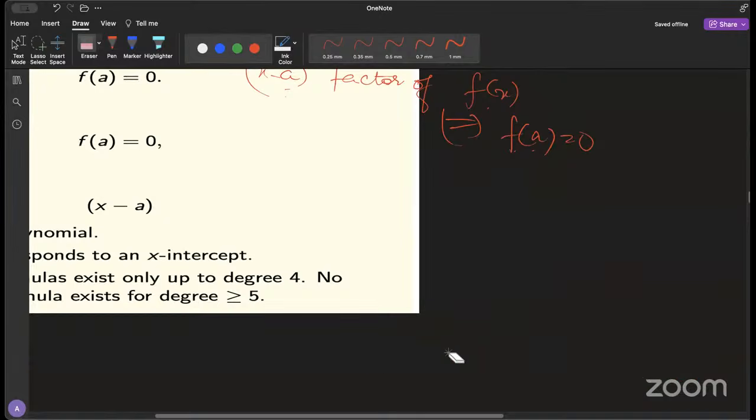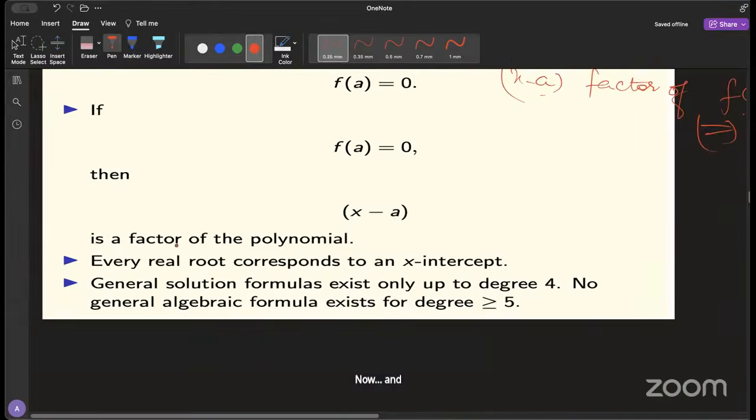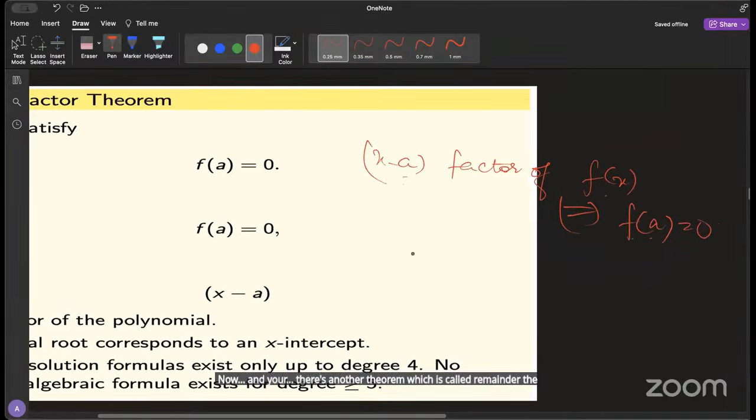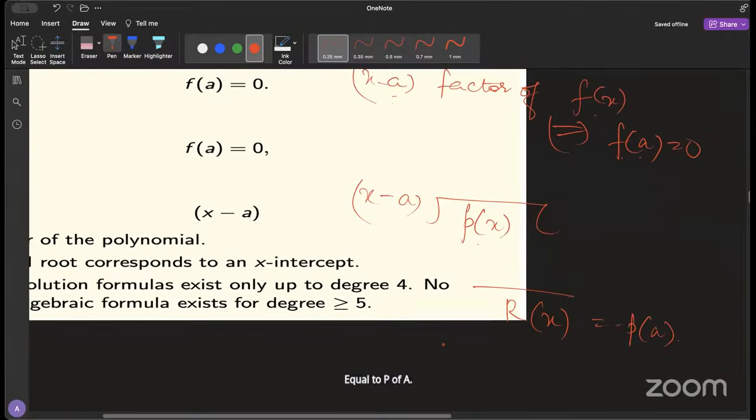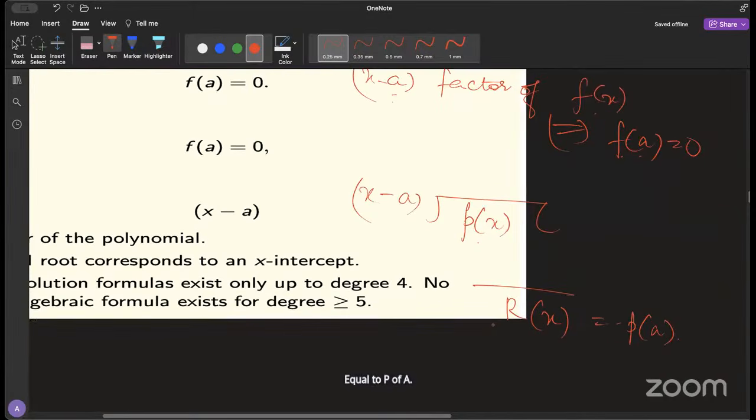Now there's another theorem which is called the remainder theorem, which says that if you divide p(x), where p(x) is a polynomial, by x minus a, then the remainder is going to be equal to p(a). Is that okay? So this is your remainder theorem.